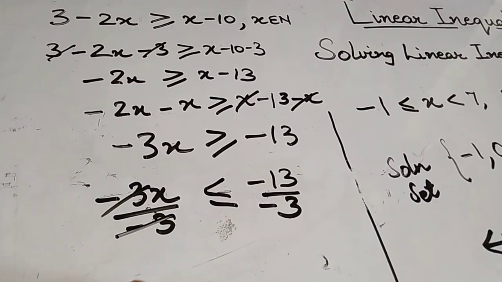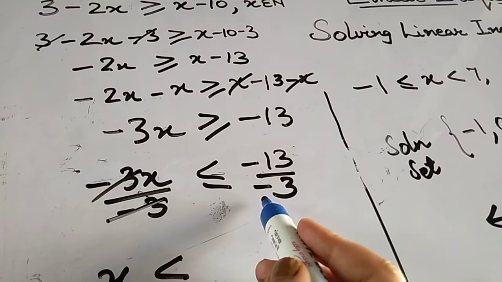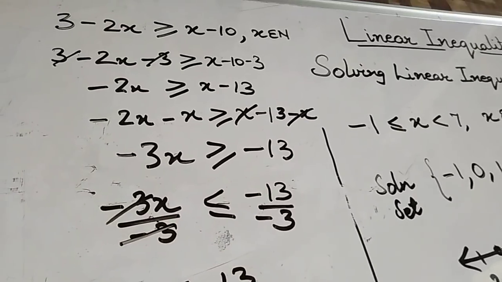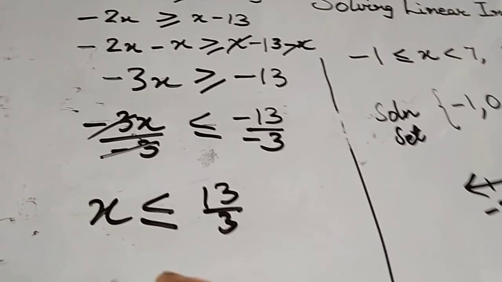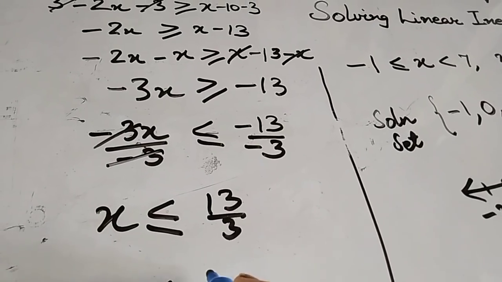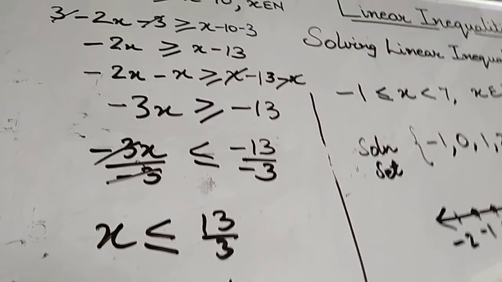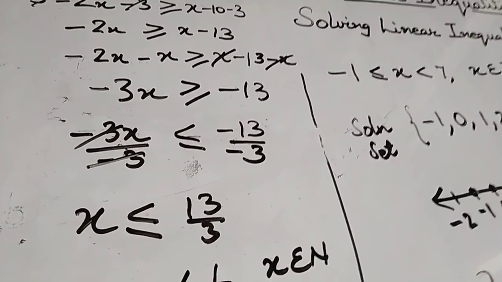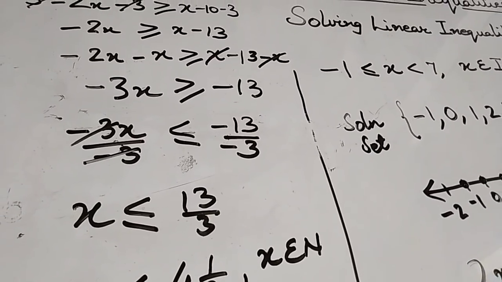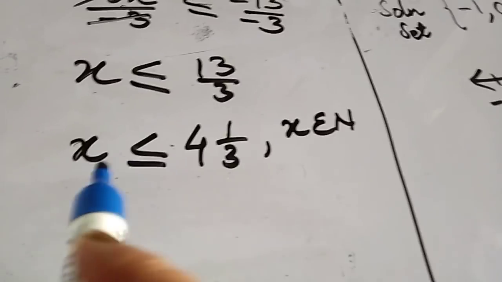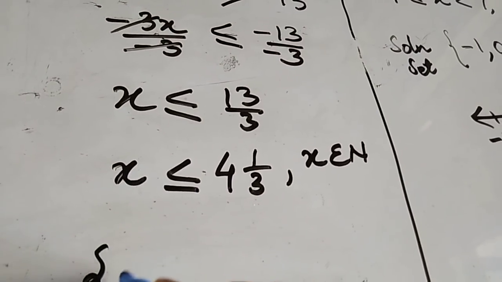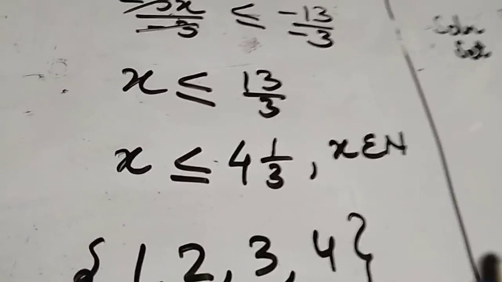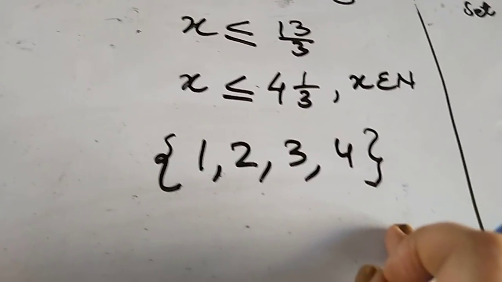What do I get here? X is less than or equal to, and minus divided by minus is plus, 13 by 3. 13 by 3 can be written as 4 whole 1 by 3, so x is less than or equal to 4 whole 1 by 3. And what was the replacement set? Natural numbers. What are the natural numbers less than or equal to 4 whole 1 by 3? Natural numbers are 1, 2, 3 and 4. And I hope you all know how to represent this on a number line.